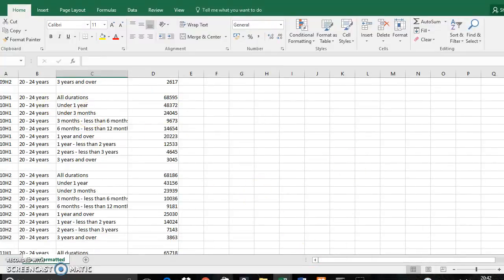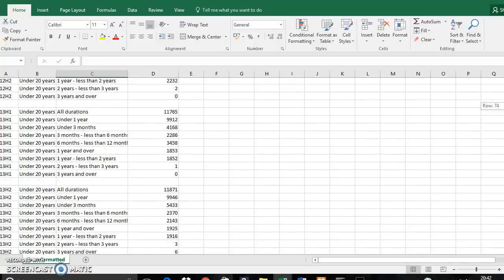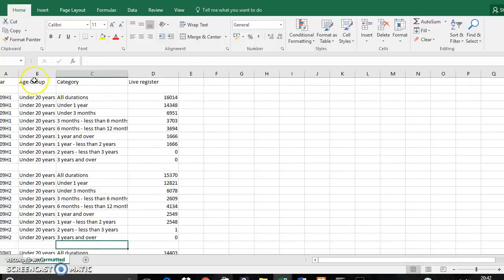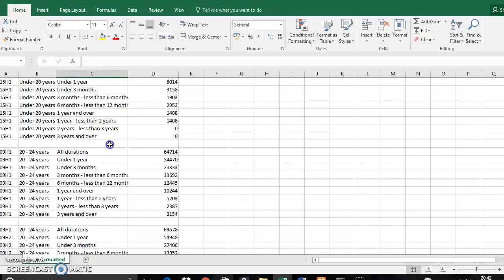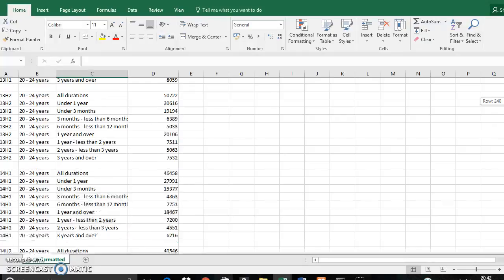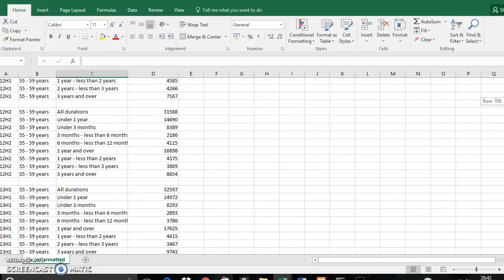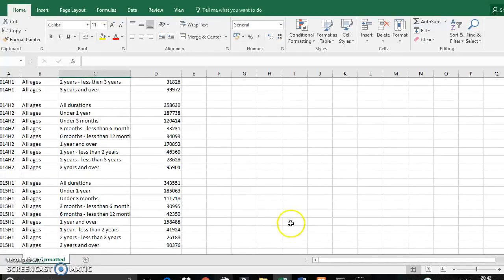And then the categories for the live register are age, year group, age, year, category, and live register. From 2009 H1, all the spaces in between here are just to make it easier to read. I just don't like having it all bunched up together. And then it goes down to 2015 H1.